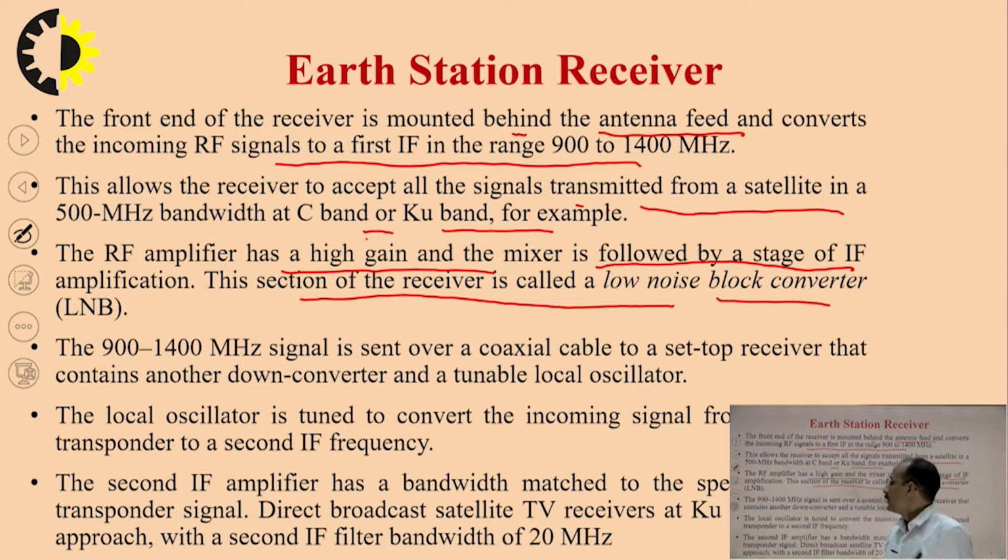Now, the LNB. The 900 to 1400 megahertz signal is sent over a coaxial cable to a set-top box receiver that contains another down converter and a tunable local oscillator. The local oscillator is tuned to convert the incoming signal from a selected transponder to a second intermediate frequency. The second intermediate frequency amplifier has a bandwidth matched to the spectrum of the transponder signal. Direct broadcast satellite TV receivers at Ku band use this approach with a second intermediate frequency bandwidth of 20 megahertz.